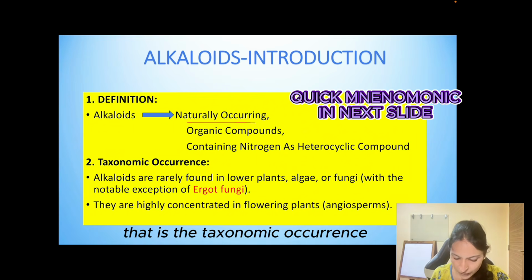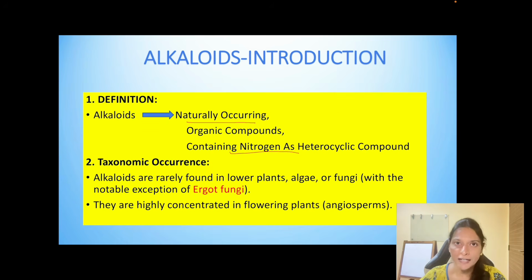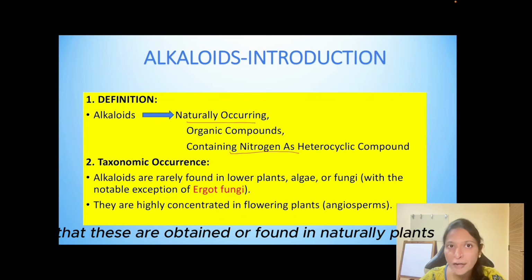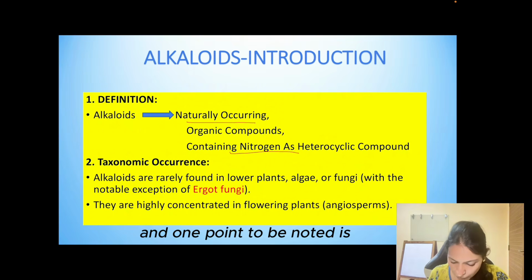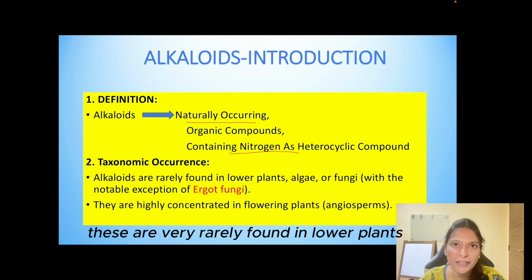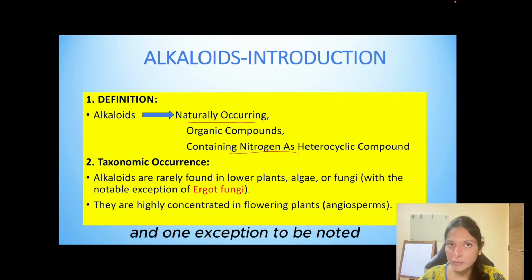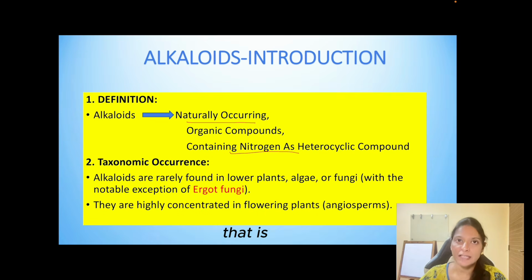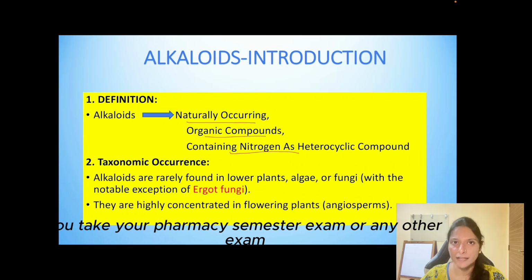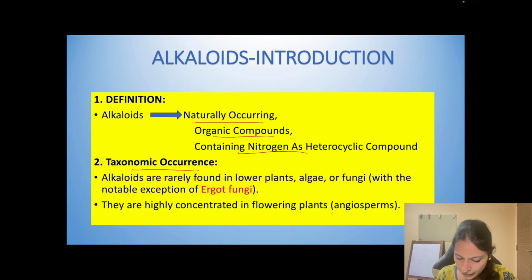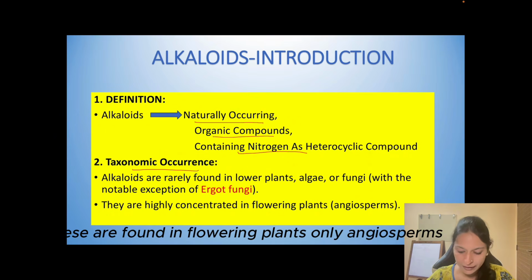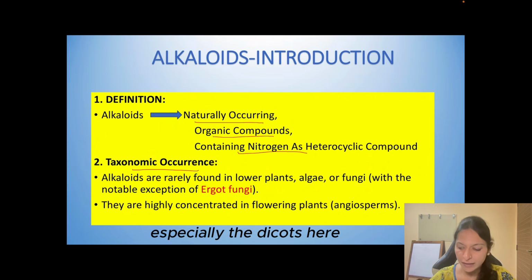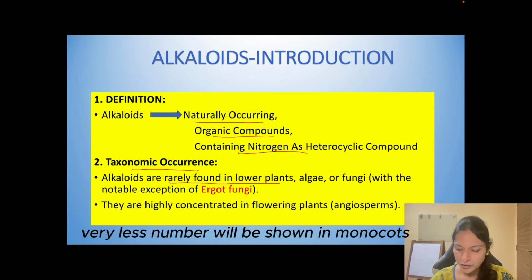Coming to the next point, that is the taxonomic occurrence, meaning where these are generally found. As already mentioned in the definition, these are found naturally in plants. So the main source is plants, and one point to be noted is these are very rarely found in lower plants. One exception to be noted from the point of view of our exams, whether your pharmacy semester exam or any other exam, the exceptions are very important. Here the exception is ergot alkaloids, which are obtained from ergot fungi. These are found in flowering plants, angiosperms, especially the dicots, and in very few numbers in monocots.